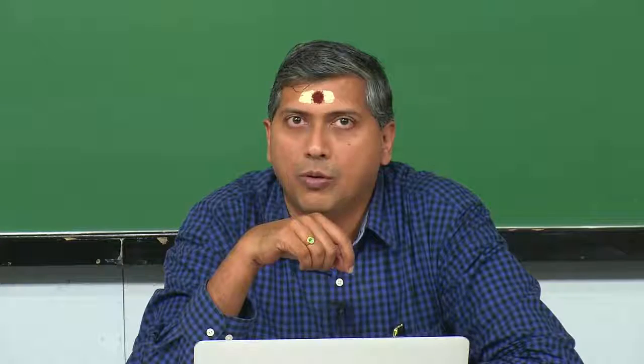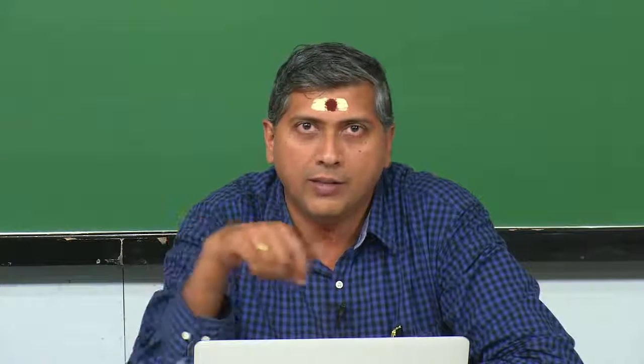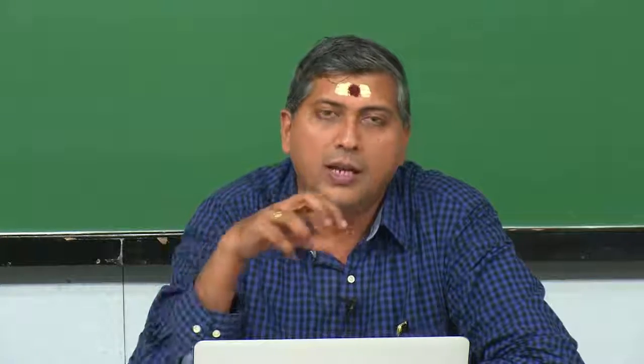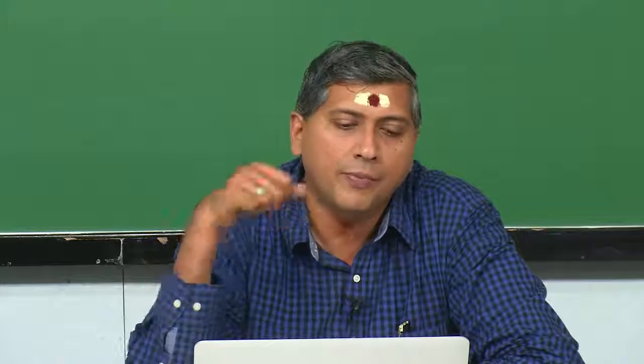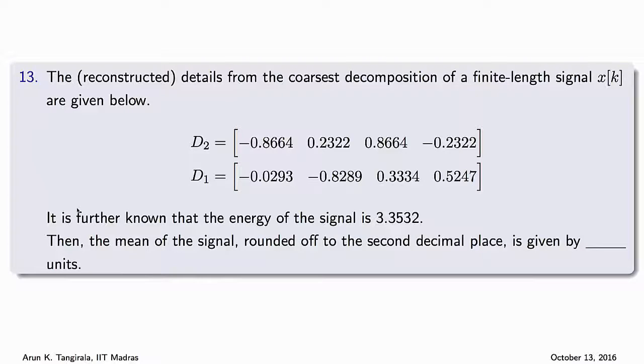So, what this means is there is a signal of length 4 and it has been decomposed up to level 2. I have A2, D2, D1 as the small ones as the coefficients and the uppercase ones as A2, D2, D1 again. I am given D2, D1. And now, I am also given that the energy of the signal is 3.3532 and I am being asked to compute the mean of the signal.